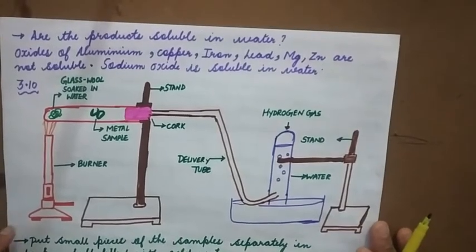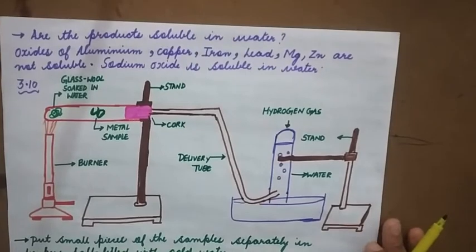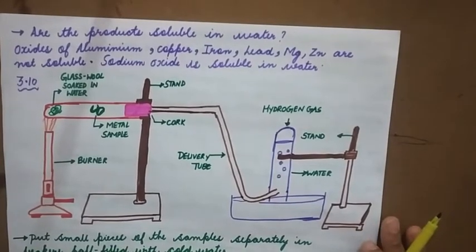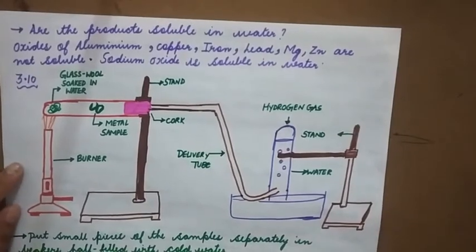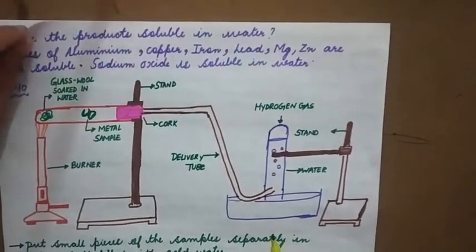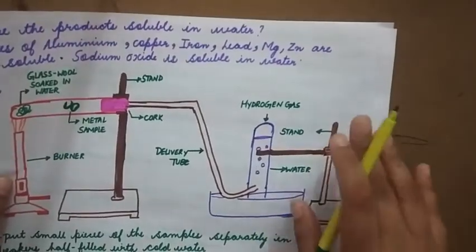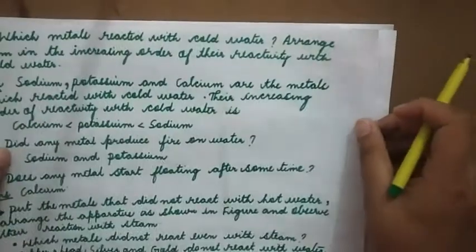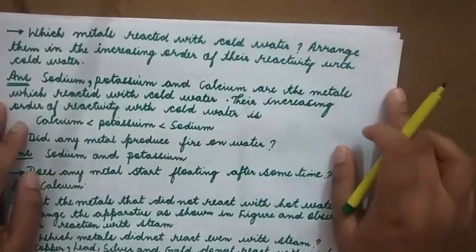Next activity. I have given you equations regarding this particular activity. I'll be just going through this activity. Put small pieces of the sample separately in a beaker half filled with cold water. So in a beaker you are filling it half with cold water, and then you are adding small pieces of the samples given.